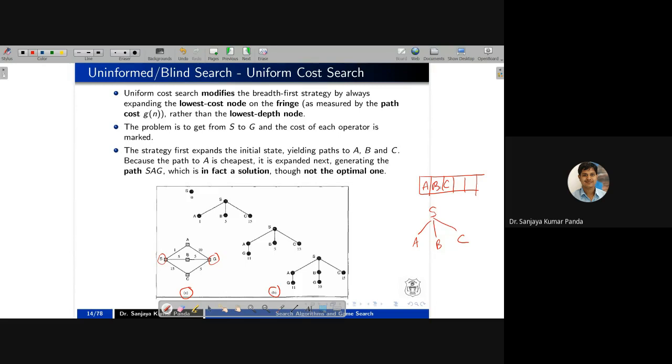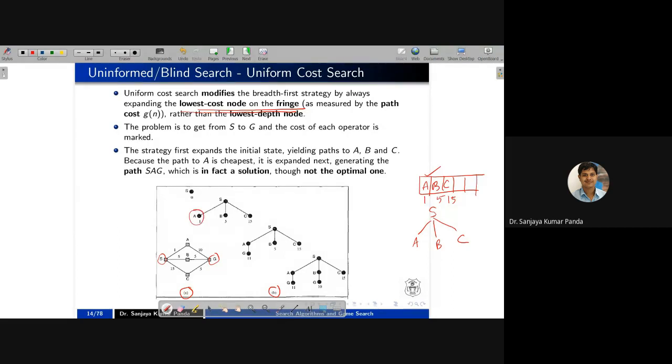Right? So A, B, C are all called the fringe. You have to choose the lowest cost node on the fringe, the lowest cost node among A, B, C. So you should know the cost. Suppose the costs are 1, 5, and 15. You have some information, so obviously you will choose the lowest one, that is A. The cost of A is 1, cost of B is 5, cost of C is 15. So you have to choose the least cost. The least cost is A only.